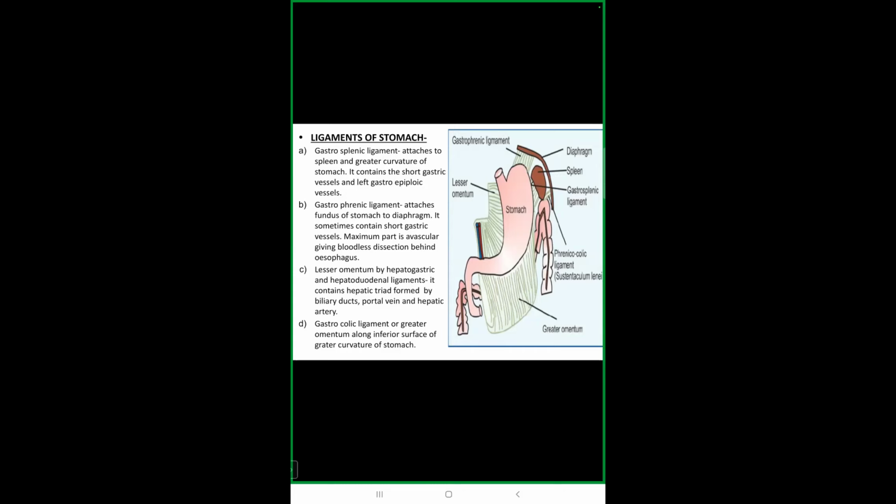The lesser omentum is formed by the hepatogastric and hepatoduodenal ligaments. It contains the hepatic triad formed by the biliary ducts, portal vein, and hepatic artery. And finally, the gastrocolic ligament of the greater omentum along the inferior surface of the greater curvature of the stomach.